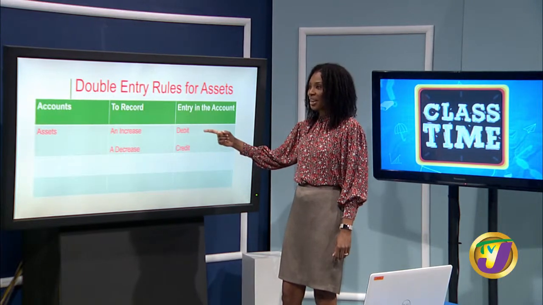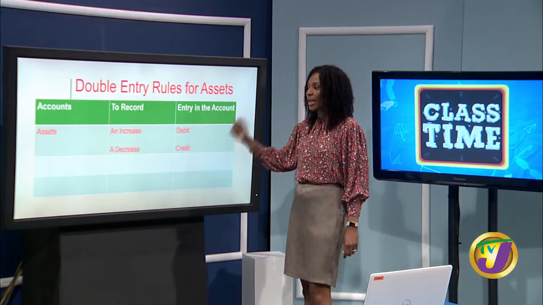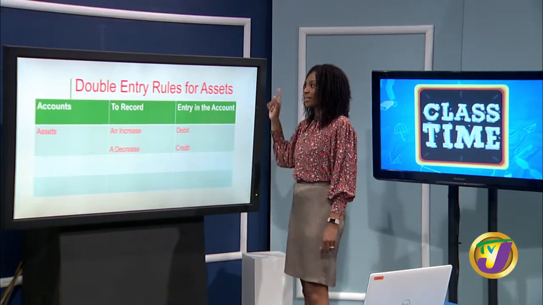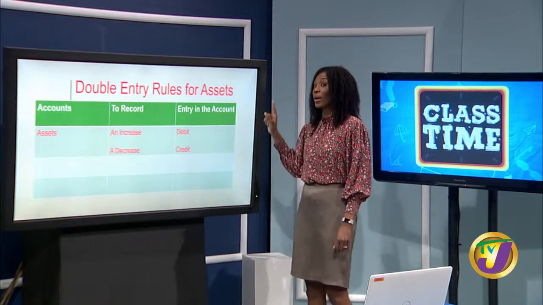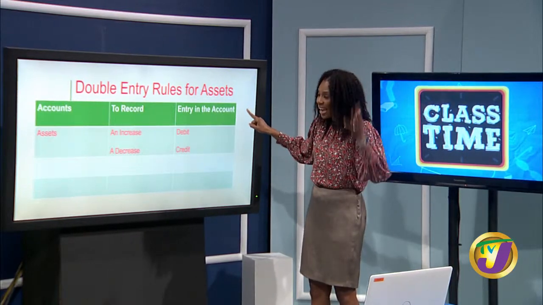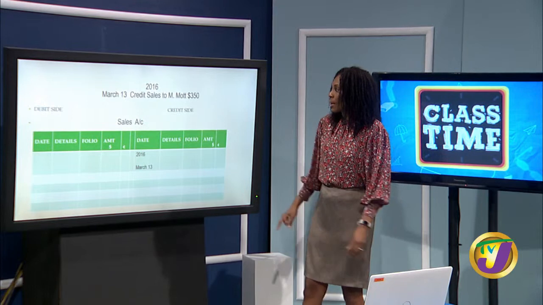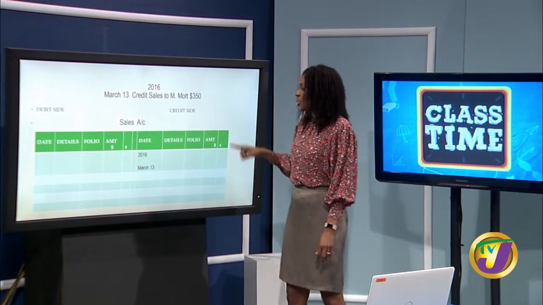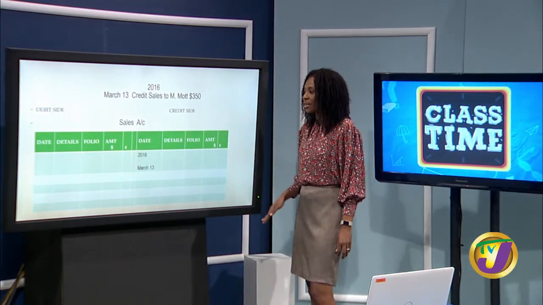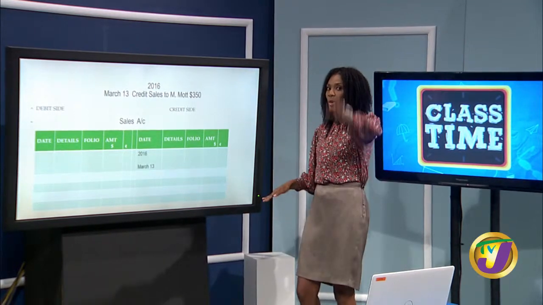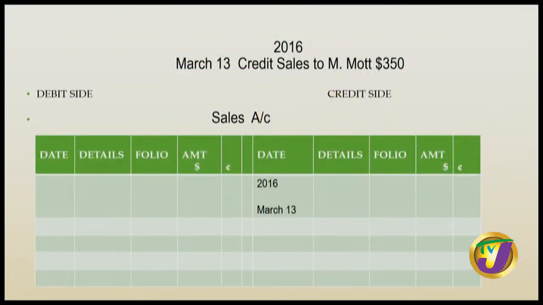Don't forget, again, reminder, increase in asset, you debit. Decrease in asset, you credit. All right? Double entry rules for assets. And stock is an asset. Now, demonstration on the credit side of the sales account. Here we are crediting because we are having a decrease in stock, which is an asset. We put the date in, March 13. We put the amount, $350. And in the details, we will have M. Mott, the name of the other item that was affected.